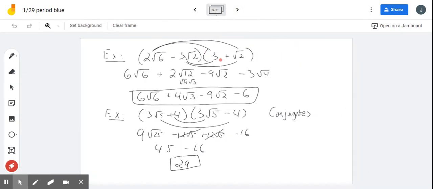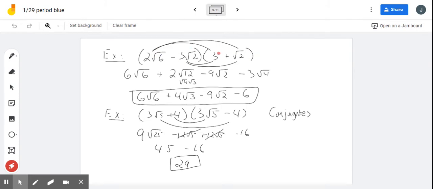Okay, now let's talk about foiling, and I apologize I had to do all this out. I can't really write in the Jamboard from home. So if we had the binomial 2 square root of 6 minus 3 square root of 2, in parentheses, and then 3 plus root 2, we're going to FOIL this.